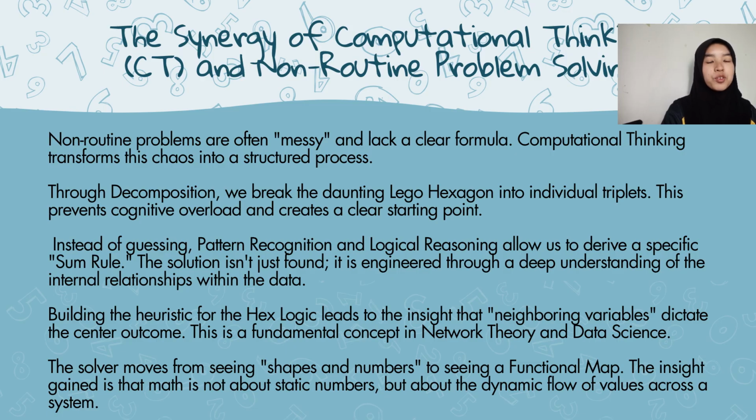And the solver moves from seeing shapes and numbers to seeing a functional map. The insight gained is that math is not about static numbers, but about the dynamic flow of values across a system. So by this number puzzle, we can see the same concept in the real world, which is in network theory and data science. We analyze the data, and we find the network between them, and we can make a functional map.